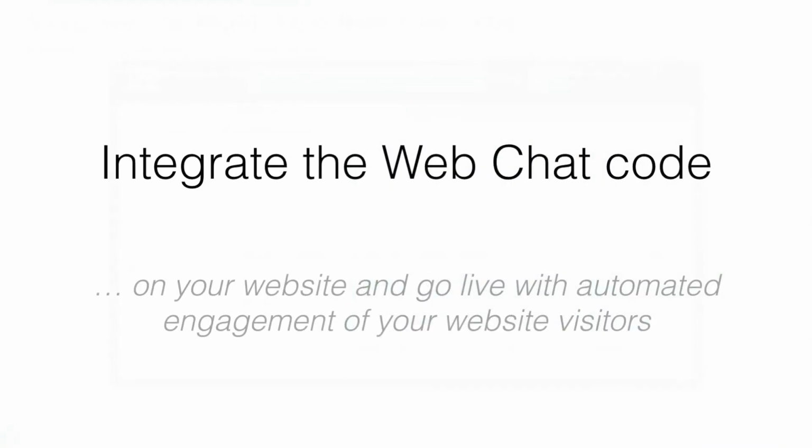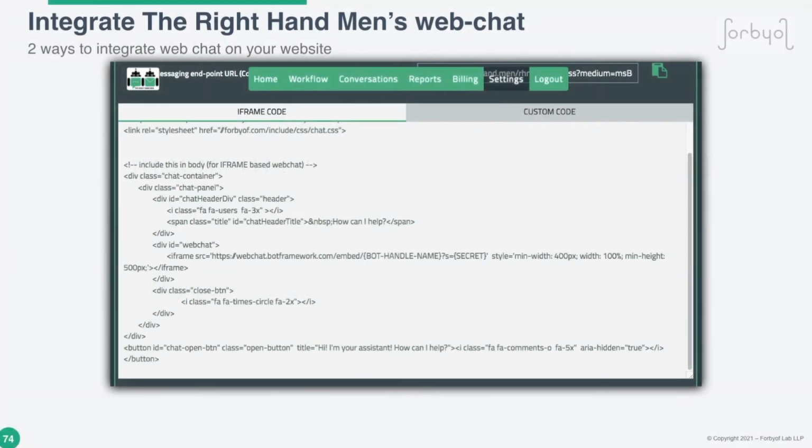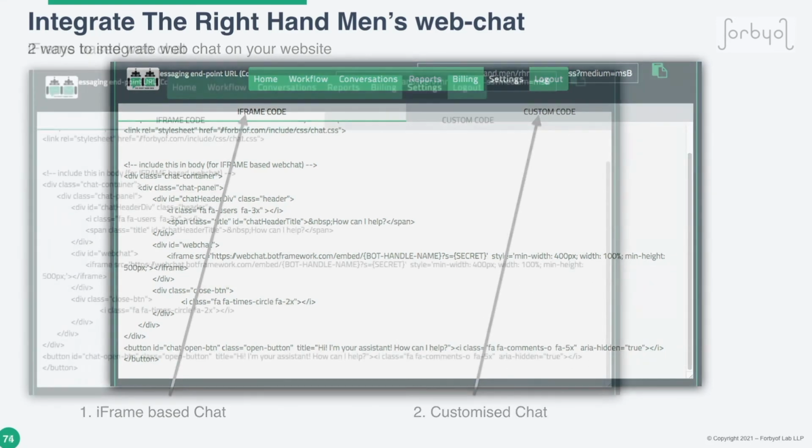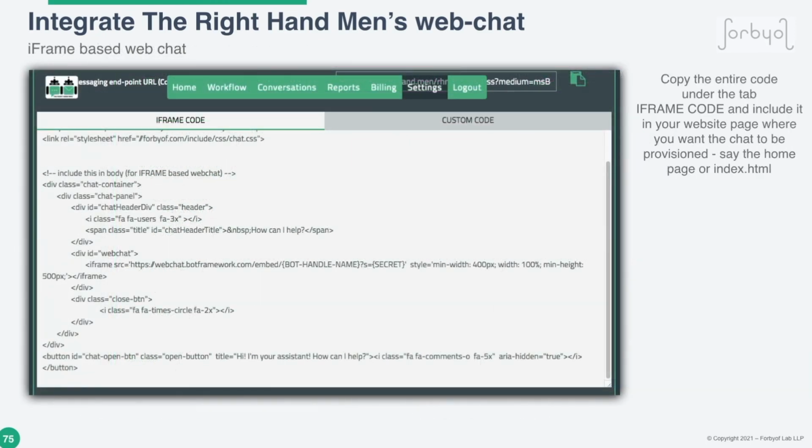Now, you can integrate the web chat module with your website. There are two ways you can implement the web chat functionality. One option is an iframe plugin code where there is not much scope for customizing the style. The second option is through a customized code where you can tailor the style, icons, fonts, color, size of the chat window, etc. We recommend the custom code option.